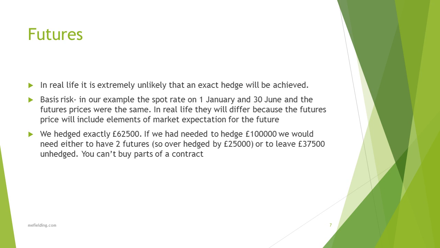So you can see on the slide, I've given you a little note there. If we had needed to hedge £100,000, what would you have done? Well, in our example we purchased, so you can either buy one future and leave unhedged the 37,500. 37,500 is the difference between 100,000 and 62,500. So you can leave that 37,500 unhedged, or you can have 2 futures. If you have 2 futures, you're overhedged by 25,000. 25,000 is 2 times 62,500 minus the 100,000. So 2 times 62,500 is 125,000. So you're hedging 125,000 pounds when you actually only need to hedge 100,000.